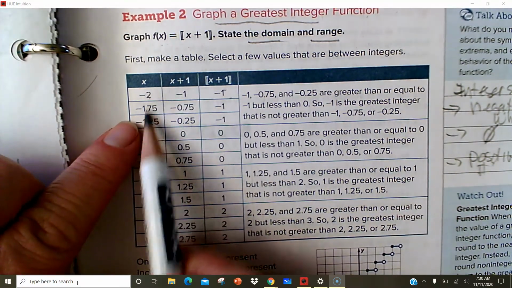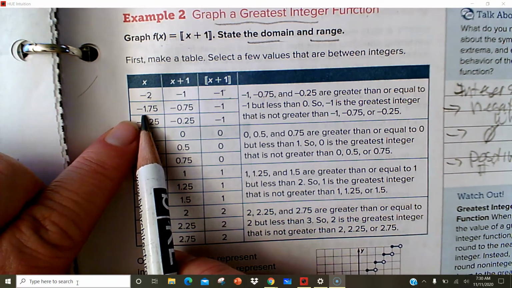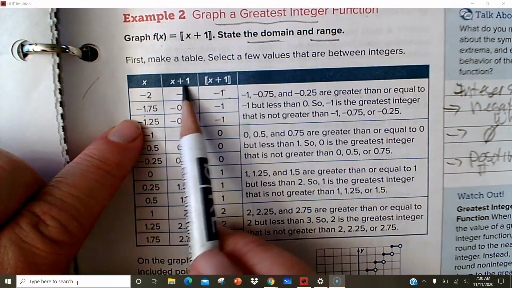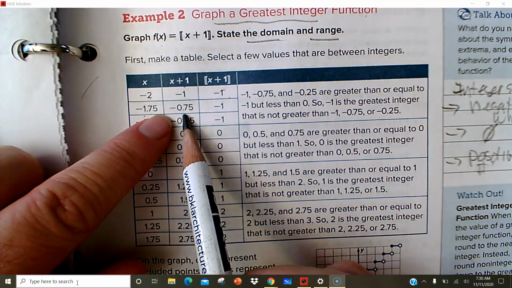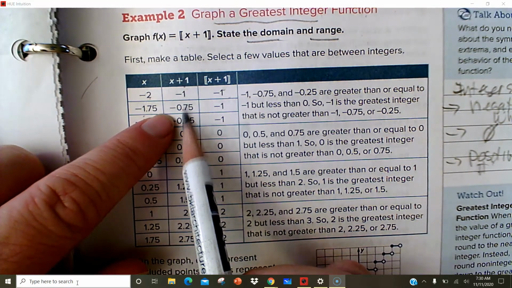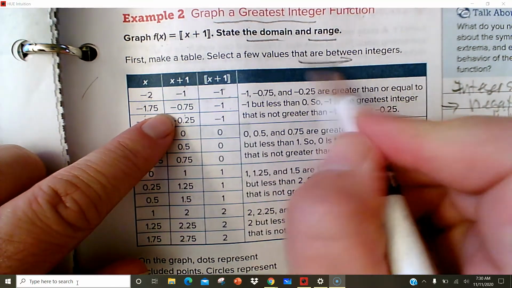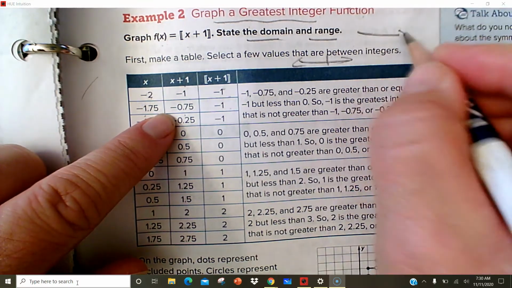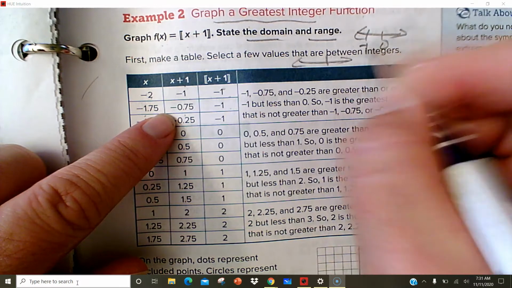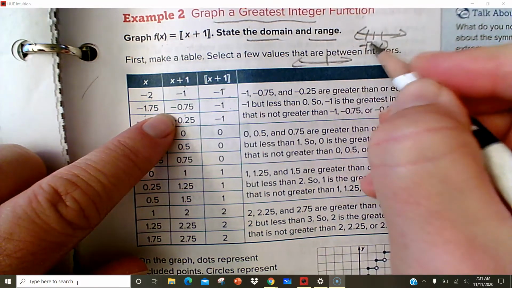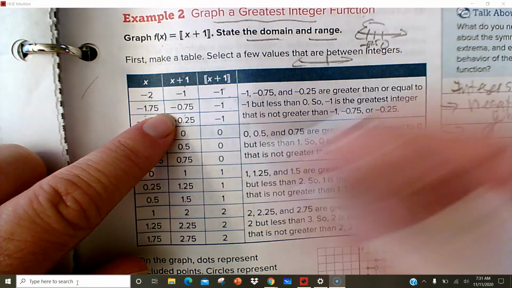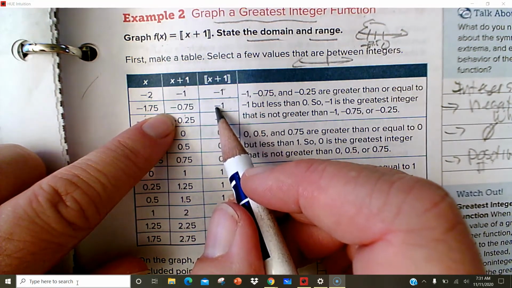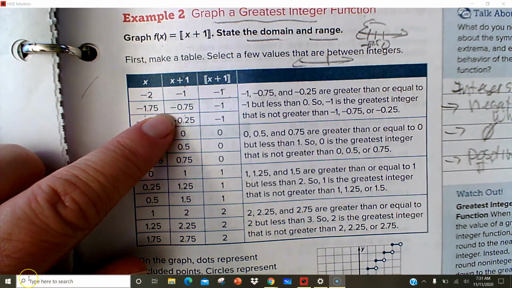If I put in -1.75, -1.75 plus 1 is -0.75. What is the greatest integer? Now I have to go lower for that. Be careful. It's going to be -1 because on my number line itself, here is 0, here's -1. Which is less? -0.75 is going to go right over here, in that direction. So remember, it's the least greatest integer.